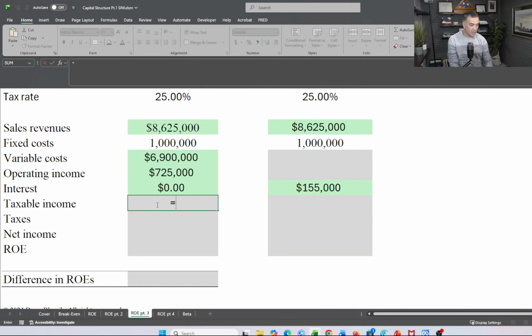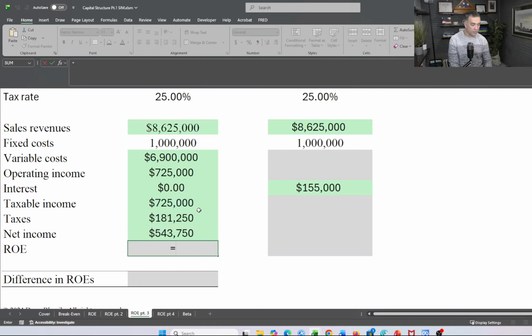And what's our taxable income? We're going to take our operating income and subtract out. Remember, this is directly from the income statement. We have EBIT, earnings before interest and taxes, subtract out interest, subtract out taxes. And then our taxes are going to be the taxable income multiplied times the tax rate. And then the net income will be our taxable income minus, maybe one above, our taxes.